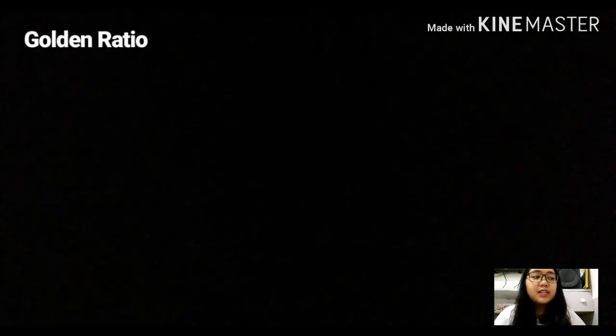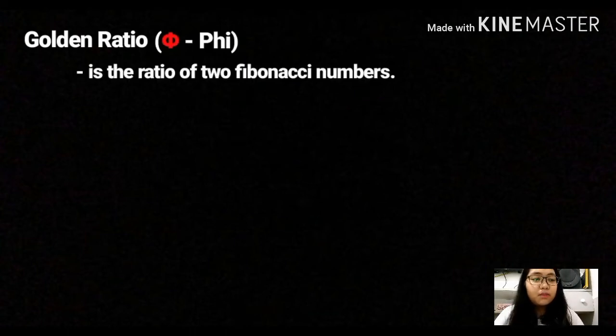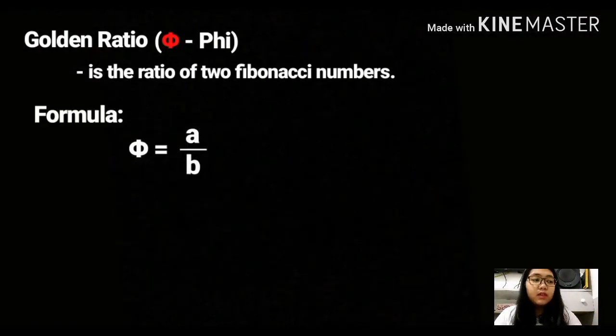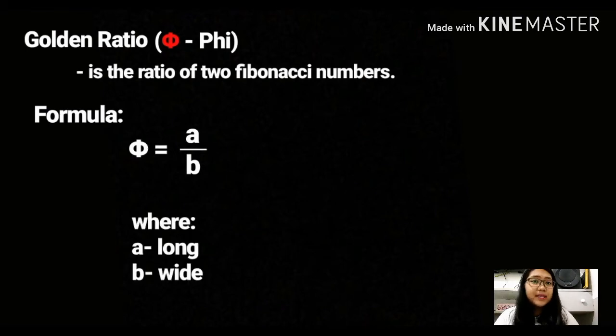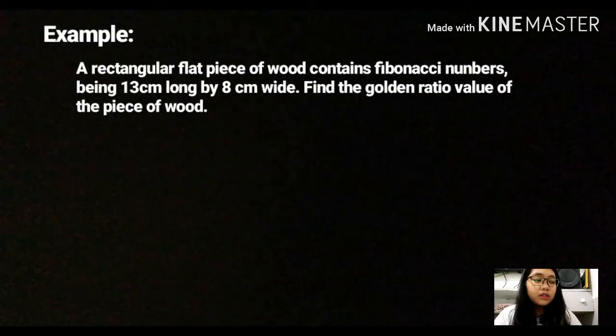So under the Fibonacci sequence is the golden ratio. And the symbol for the golden ratio is the phi symbol. It is the ratio of two Fibonacci numbers. The formula for the golden ratio is phi is equal to A over B, where A is the length and B is the width. And here I have an example of a golden ratio problem.